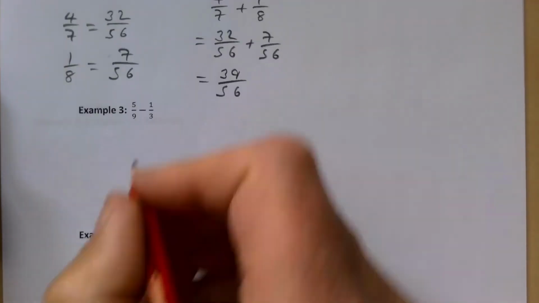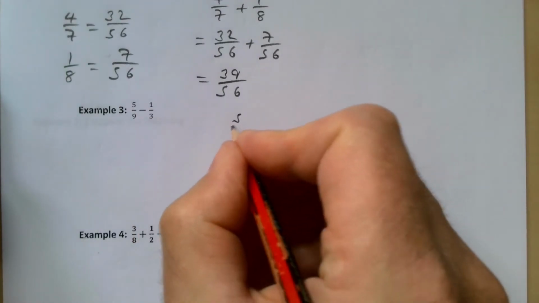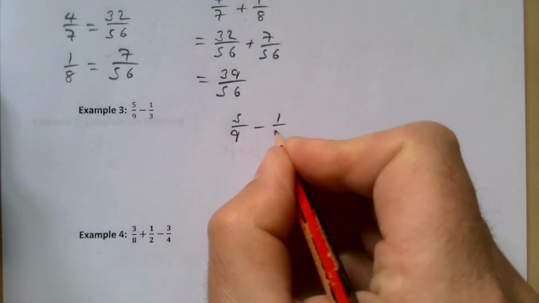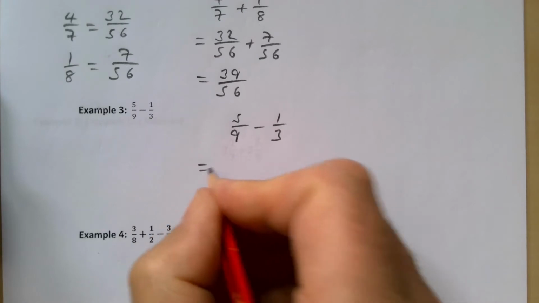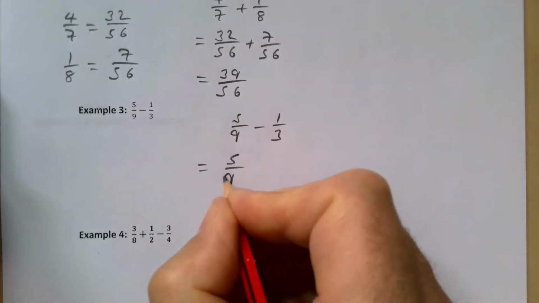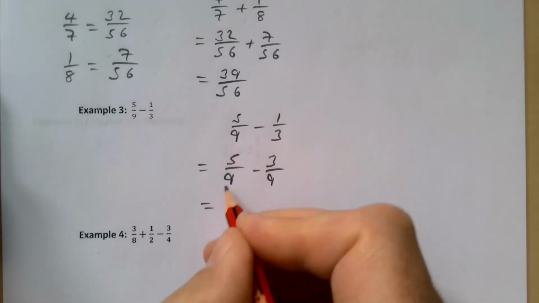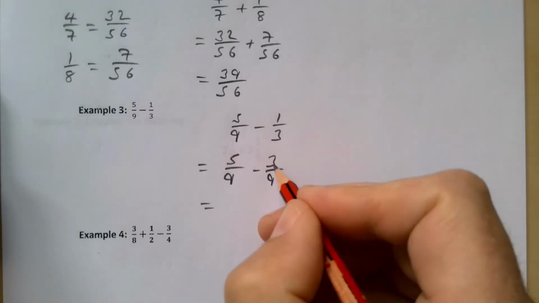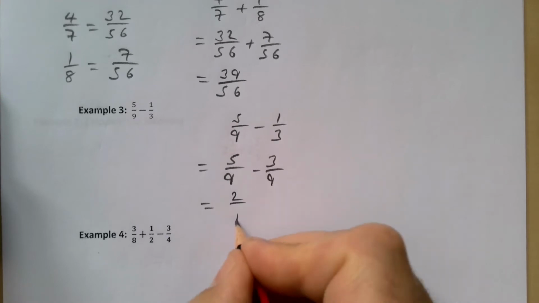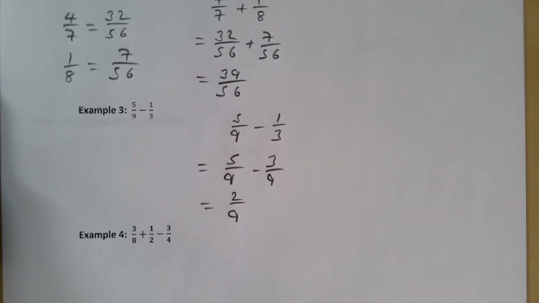Example 3, we have 5/9 take away a third. We want to change those both into ninths. 5/9, so I'm timesing that one by 3, and we end up then with 2/9. You could change it to 27ths, it just makes your life a wee bit harder.